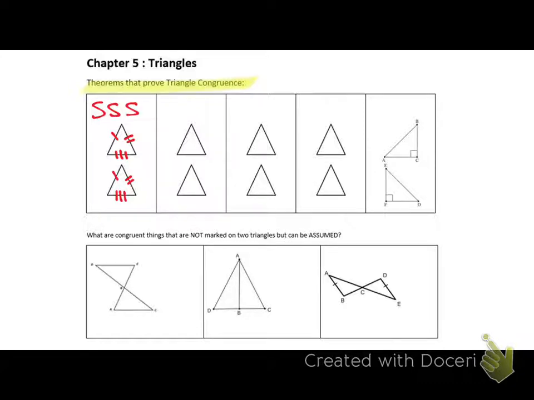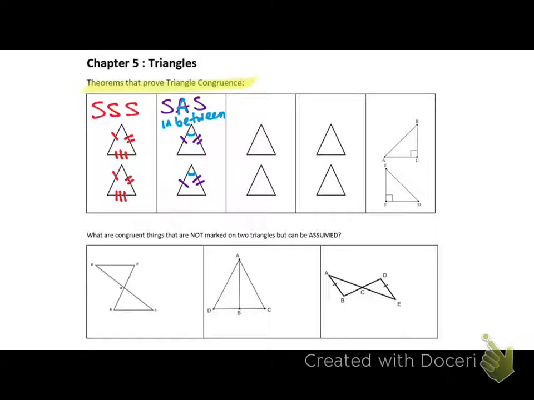What is another theorem? Side, angle, side. So you have 2 sides marked congruent to 2 sides. Where does the angle have to be? In between them. Has to be up here. Has to be touching both sides for it to be side, angle, side.